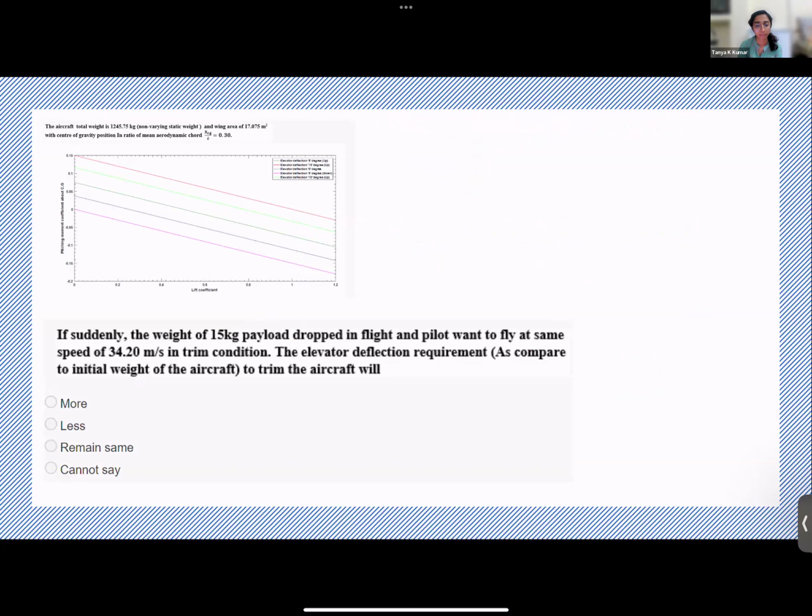So what will change here? CL trim will change because your W is changing. W changes, CL trim changes. Now, W has reduced. So the new CL trim, let's just try doing it again, 2W by rho V square S, you get something around 0.987, which is less than the value we had last time. So CL trim is less.